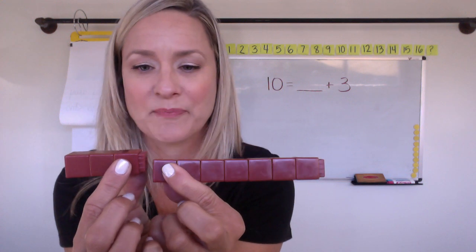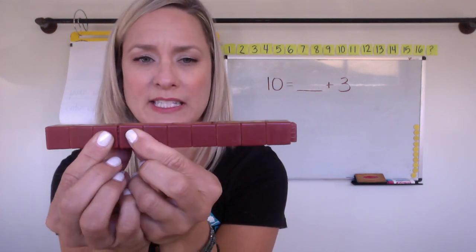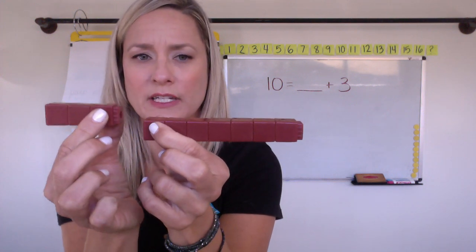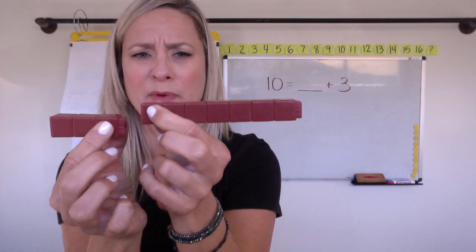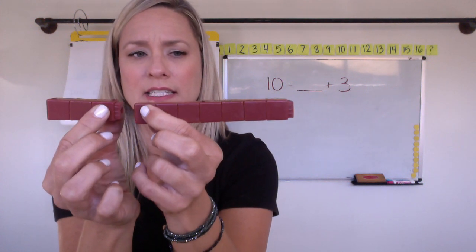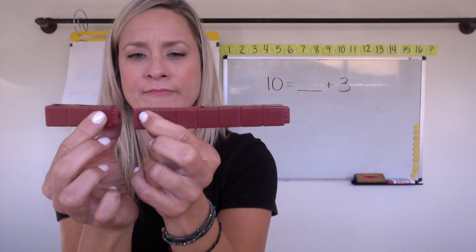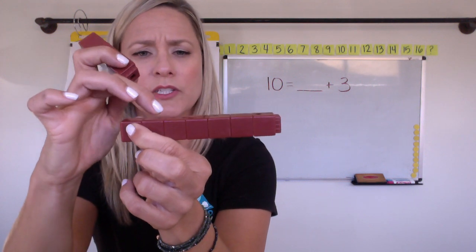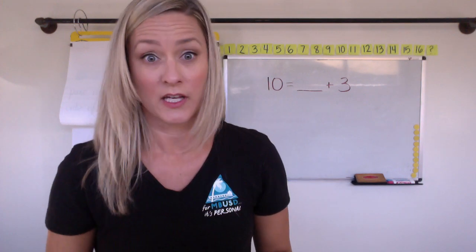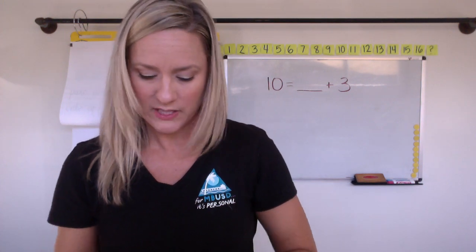Okay, I got it. So we started with 10, and that's the same as what plus 3. So what would we have to add on to 3 to get to 10? Oh, let's count them out. Ready? 1, 2, 3, 4, 5, 6, 7. Whew, 7. You guys, I think I was confusing myself in that one.